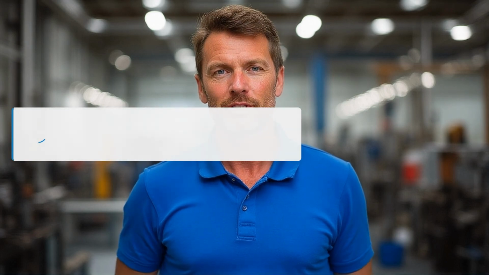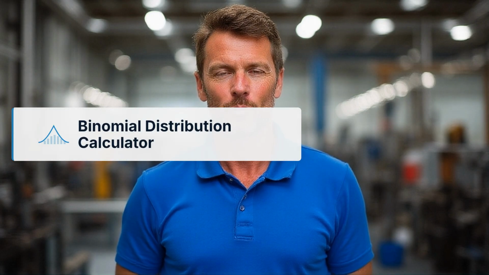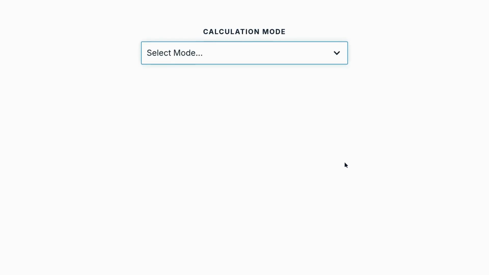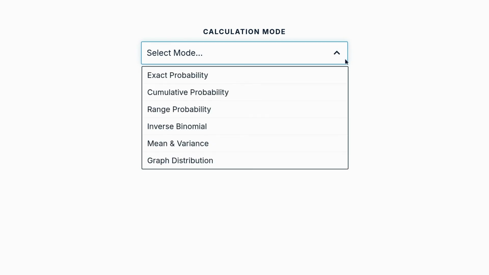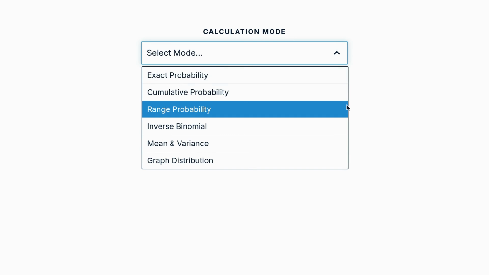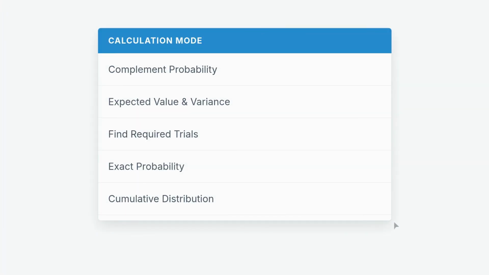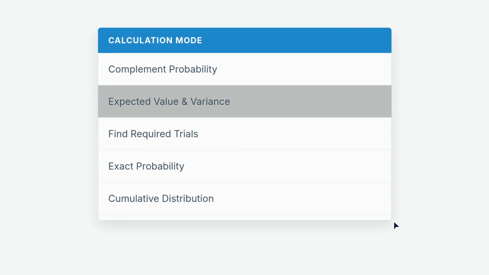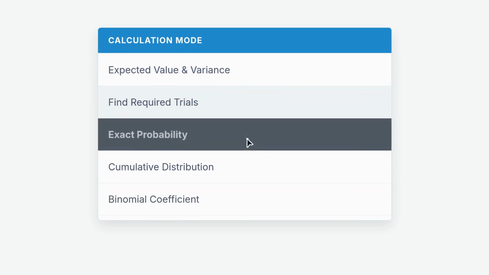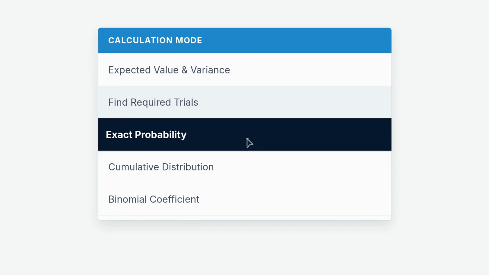This is the Binomial Distribution Interactive Calculator, which computes probabilities and statistics for binomial experiments. Let's look at the inputs. First, there's a calculation mode dropdown with 6 options: exact probability, cumulative probability, range probability, complement probability, expected value and variance, and find required trials for target probability. For this demo, I'm using exact probability.